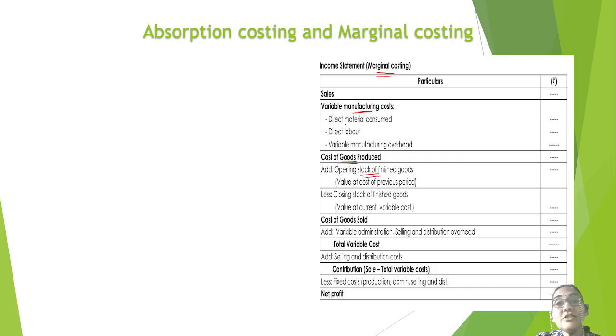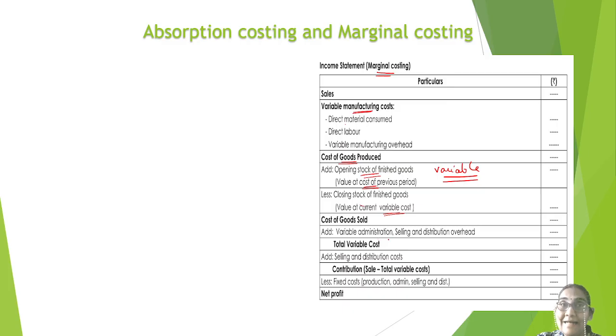You will add the opening stock of finished goods valued at the cost of the previous period. Generally, the stock under marginal costing is valued at only the variable cost. Please remember, the closing stock under marginal costing is always valued with variable cost only, and closing stock of finished goods is valued at current variable cost. The opening stock is again valued at the cost of the previous period, which is again going to be variable cost. This will give you the cost of goods sold.